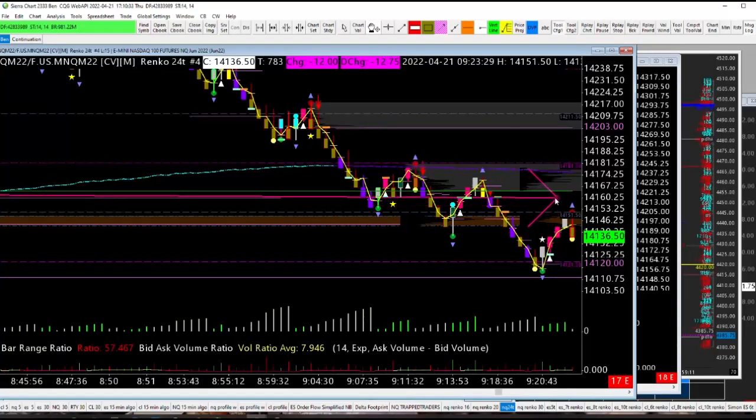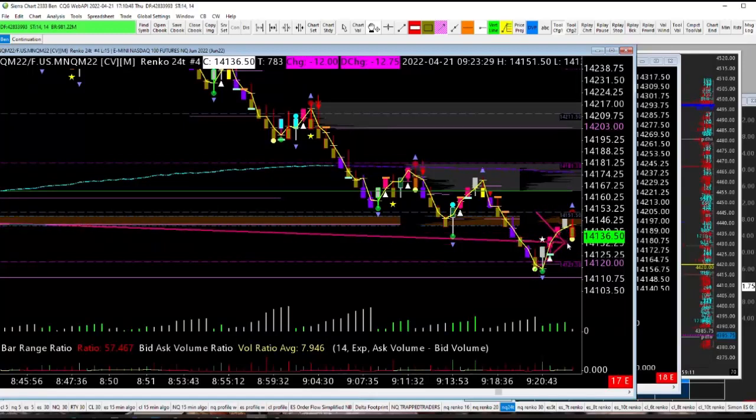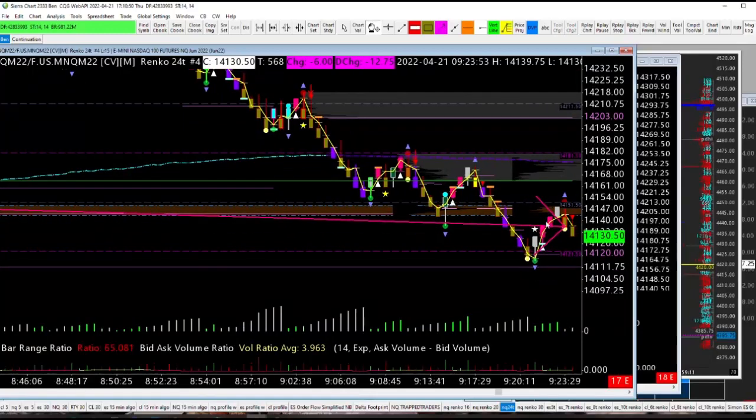Okay, so we have this area that was the previous POC. It acted as support earlier, acted as support here. Now it's acting as resistance, and you're getting some aggression. So if we get a red triangle following this, that's another short. There's the red triangle. It does not have an arrow on it, which is unusual. Look, this one didn't either, right? This one had an arrow on it telling me we're still in a bear trend.